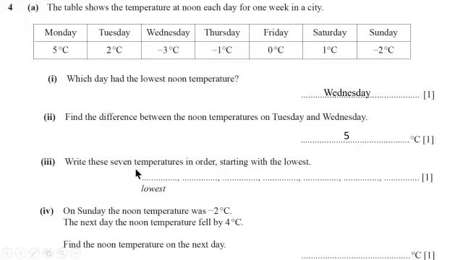Write these 7 temperatures in order, starting with the lowest. It's very easy. I will start from the 3 and then do 5. On Sunday, the noon temperature was -2 degrees Celsius. The next day, the noon temperature fell by 4. We will move 4 degrees down from -2, and of course it means -6.